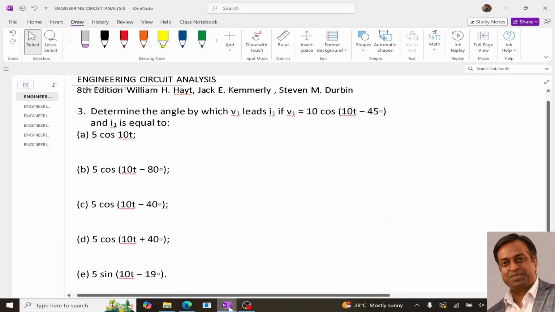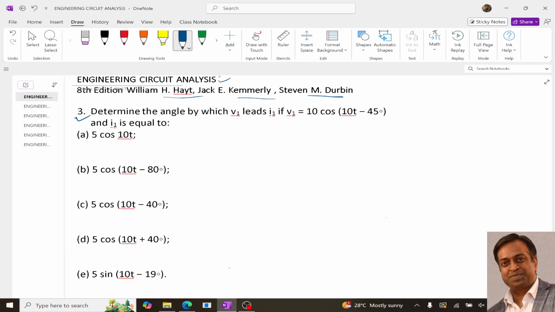Hello guys, in this video I am going to explain the solution of question number 3 from chapter 10 of Engineering Circuit Analysis by Hayt, Kemmerly and Durnin. The question says that we need to determine the angle by which voltage leads the current, and it is given that voltage is this and different currents are given. So for A it is given this.